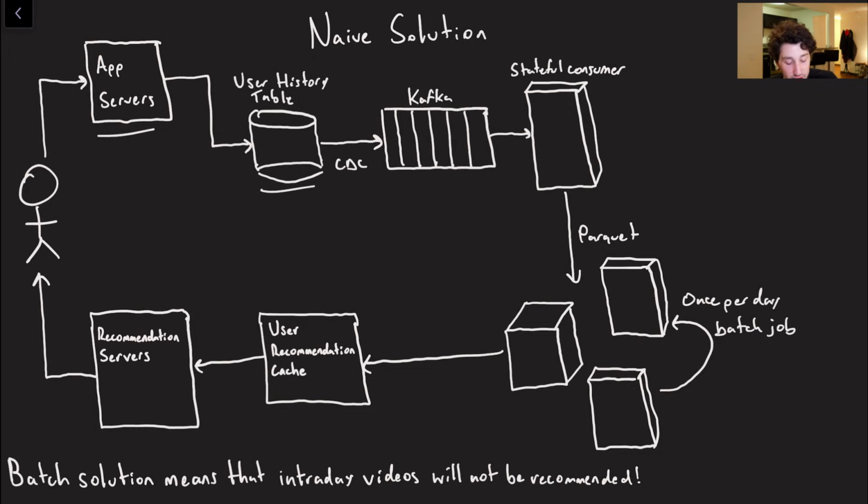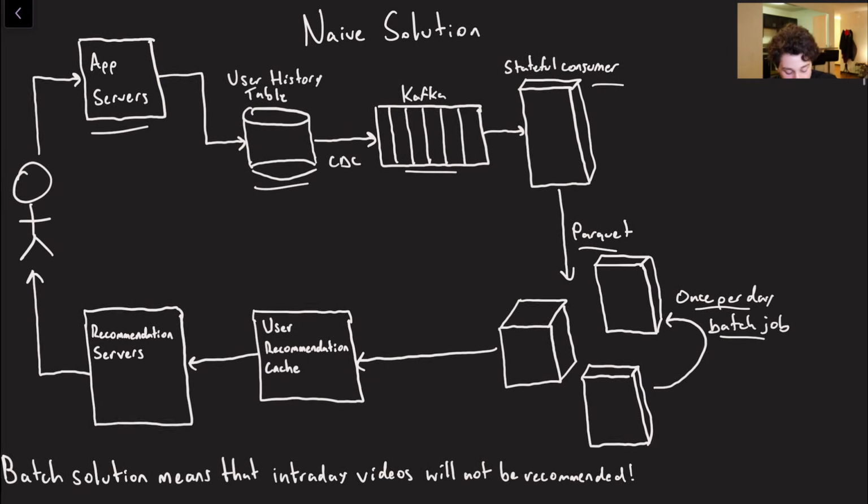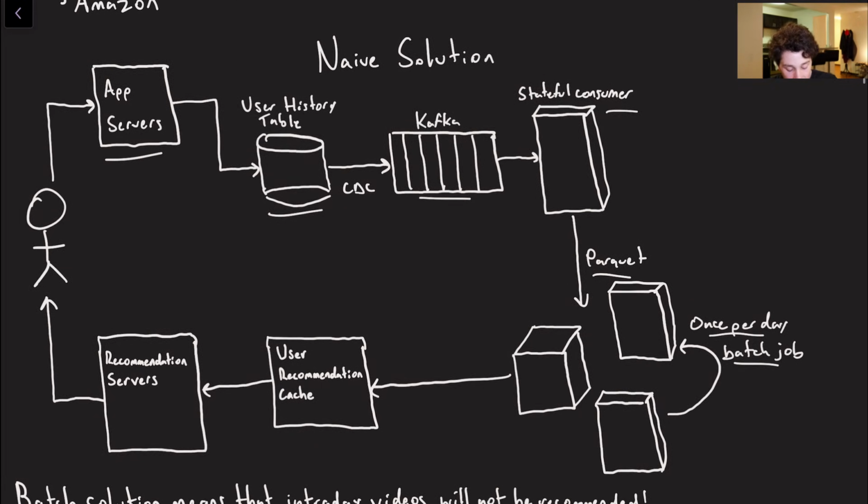We could throw that over in Kafka, get it over in Flink, combine all that data into Parquet files, sync it into Hadoop, and then once per day, run a batch job where we look at all of the videos. We look at all of the history of a user: what they've watched, what they've liked, what they've commented on, how long they watched it. And then we could spit out a bunch of recommendations into a user recommendation cache. And then that way, we go ahead and load it from our recommendation servers.